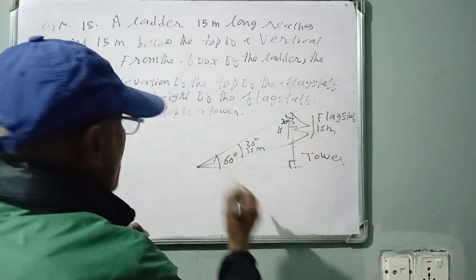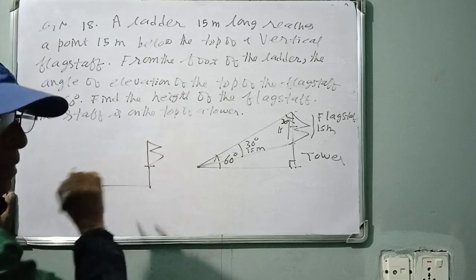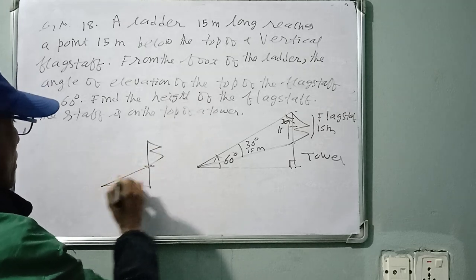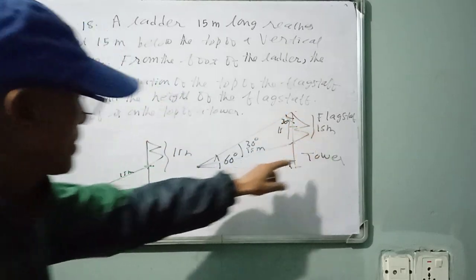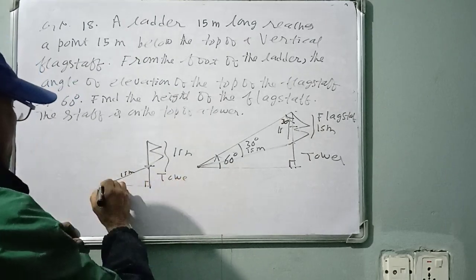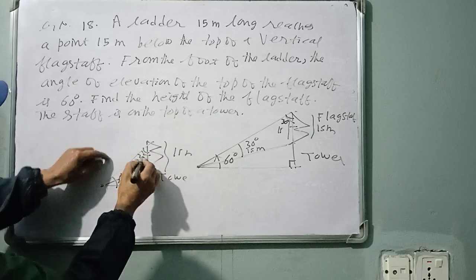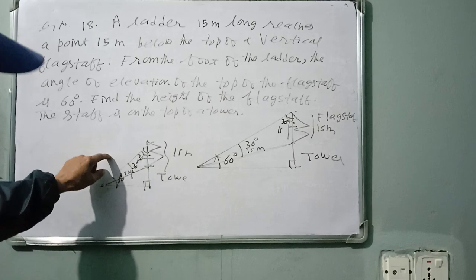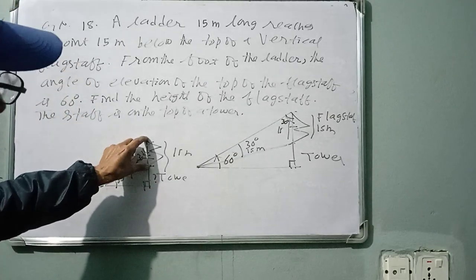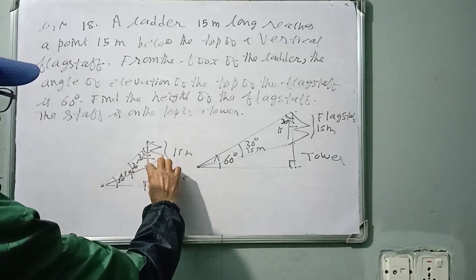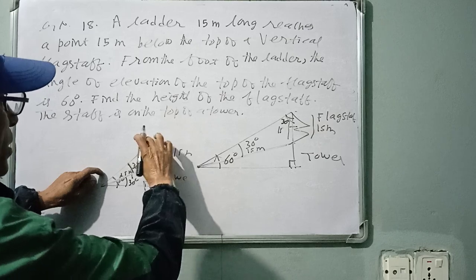See, what you write? Step number one, tower. On the top of the tower, there is a flagstaff. Then a ladder is there, a 15 meter long ladder, reaches 15 meter below the top of the vertical flagstaff, which is fitted on the top of a tower. Then from here, it makes 60 degree. Whole 60 degree, this is 90 degrees, this is 30, this is 30, equal value, base angles of an isosceles triangle. Then we have to find the height of the flagstaff and height of the tower. This is 15 meter already written. So first of all, you have to find the height of the flagstaff.